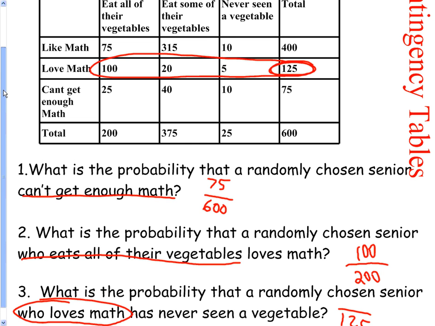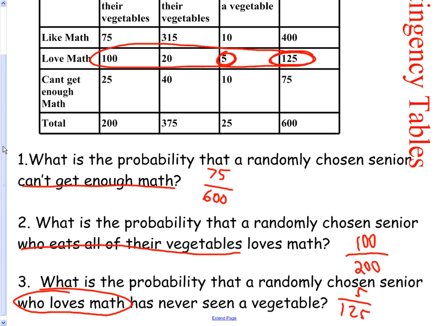Oh, in case you couldn't see it. Sorry about that. The never seen a vegetable with these guys. So it would be 5 out of 125. Raise your hand if you agree with me. Okay, good. All right. Next type of problem.